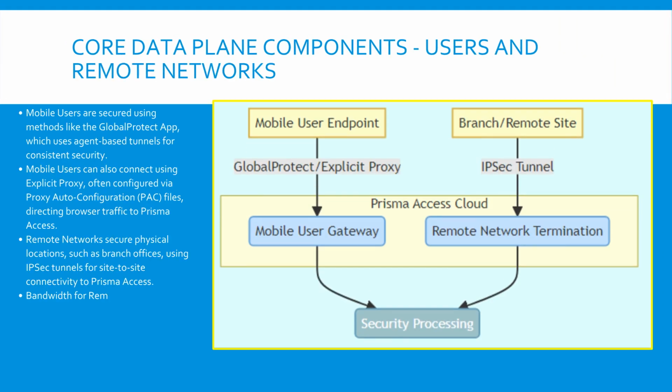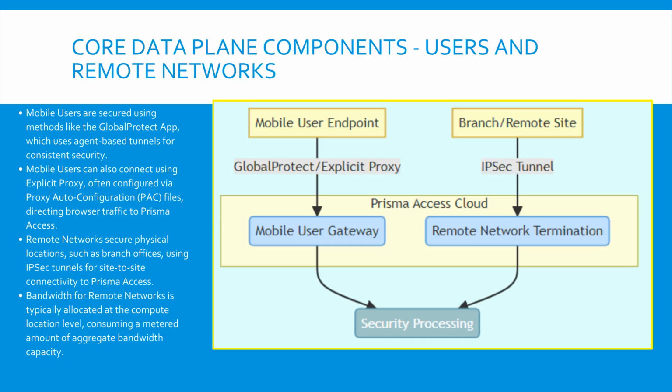Following management, let's explore the data plane components, starting with how users in remote offices connect to Prisma Access. Prisma Access secures two main types of external entities: mobile users and remote networks. Mobile users, those accessing resources from anywhere, are primarily secured through two main methods: the GlobalProtect app or explicit proxy. The GlobalProtect app installs on the user's endpoint and creates an agent-based tunnel, ensuring consistent security for all their traffic, even when outside the corporate network.